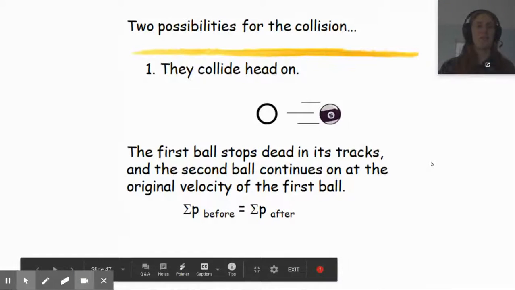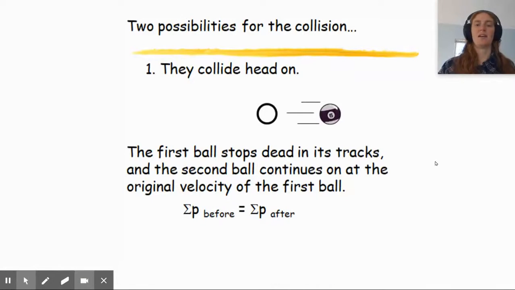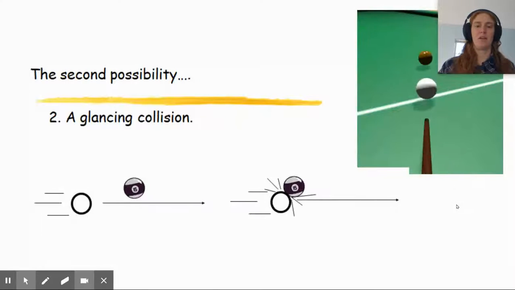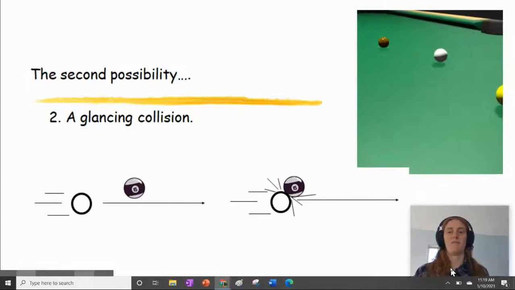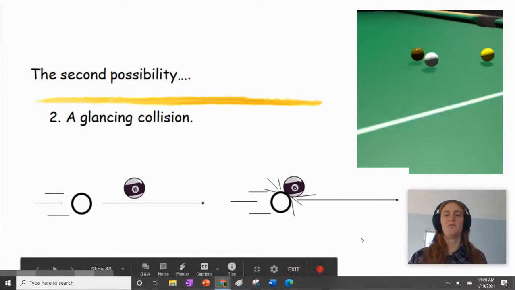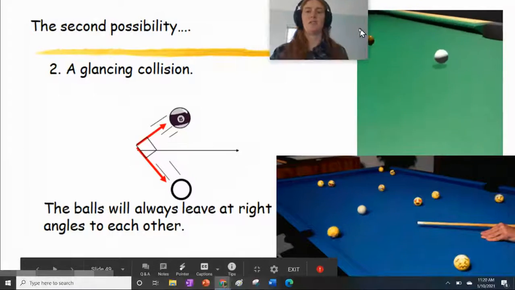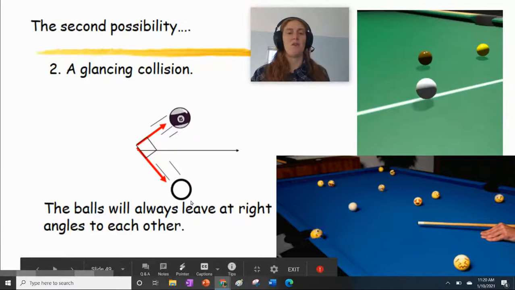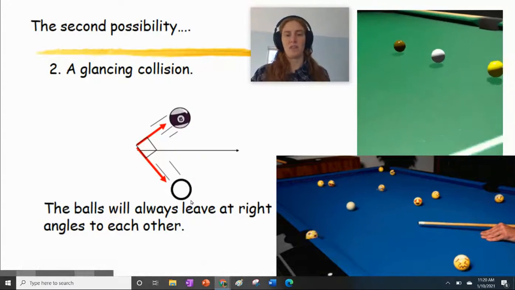So, two possibilities for the collision. They can collide head on in a perfectly elastic situation. One of them is going to stop and the other one will keep going. Or you could also have them hit at an angle. And if this happens, what's cool about this is you're actually going to notice that they go off 90 degrees to each other.